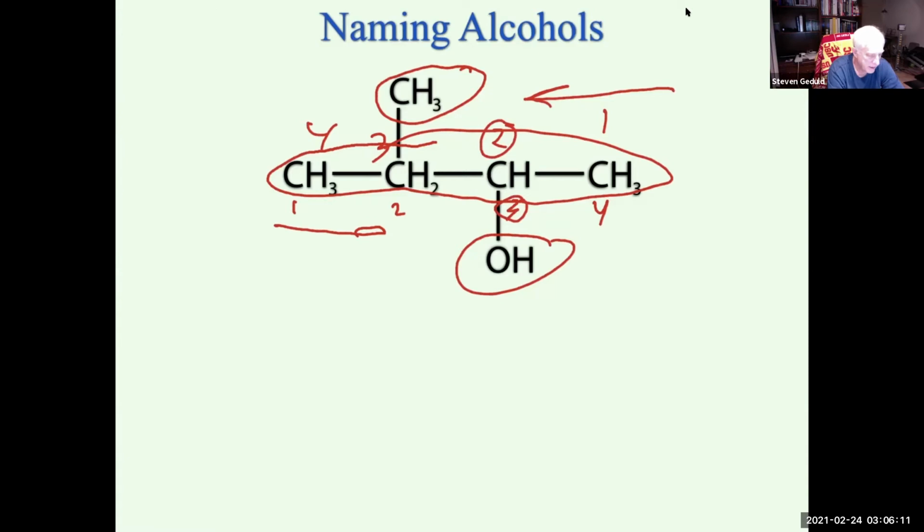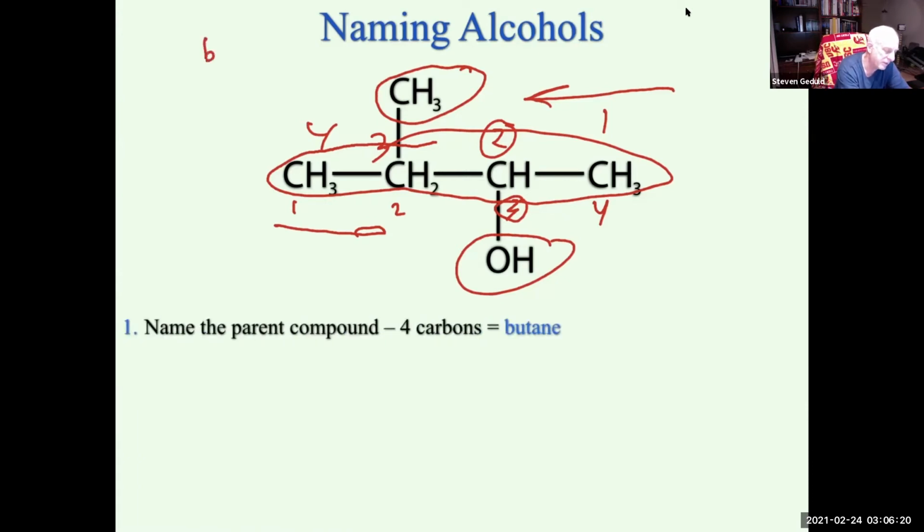So let's see, how many carbons do we have in our longest chain? We got 4, right? So it's butane, that's what I said down there. And we have an OH group attached. So it becomes butanol.